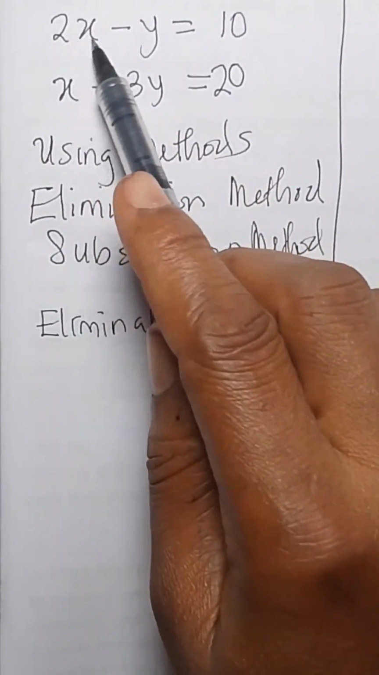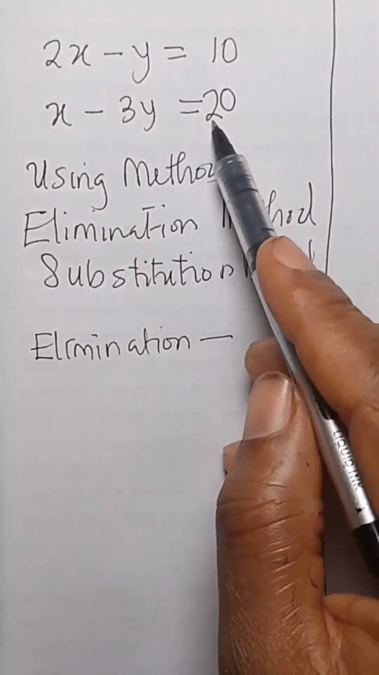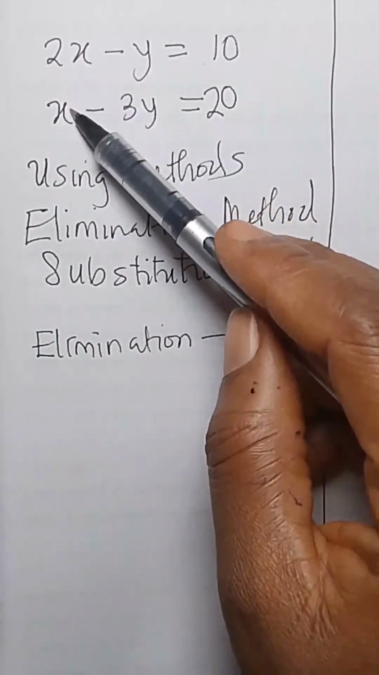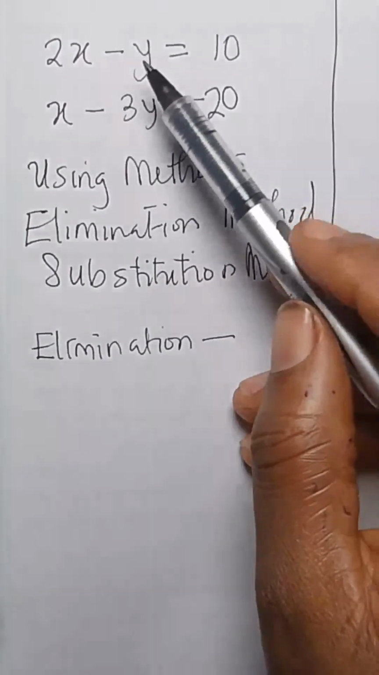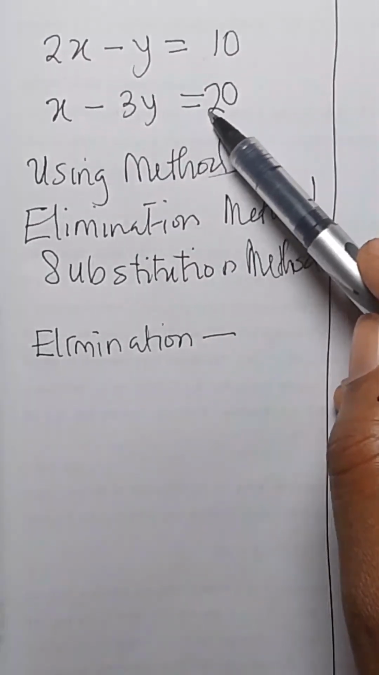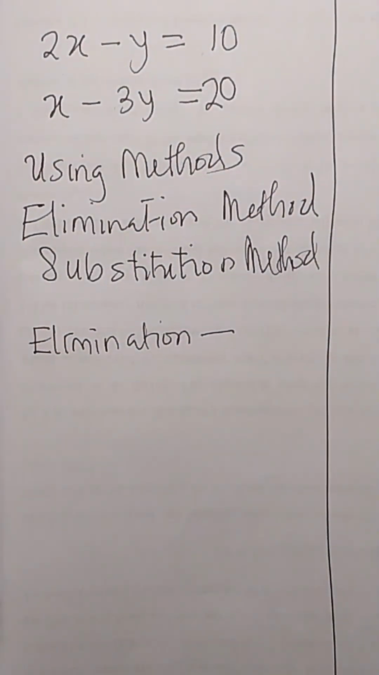We have 2x minus y equal to 10, and we have x minus 3y equals to 20. So look at these two equations. There's nowhere that we have the same exact number and coefficient. Now, what are we going to do? Since we have 2x here already, we are going to multiply the second line by 2 so that we can have 2x, and we subtract to remove x.